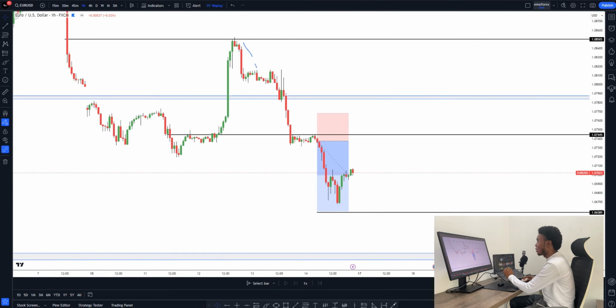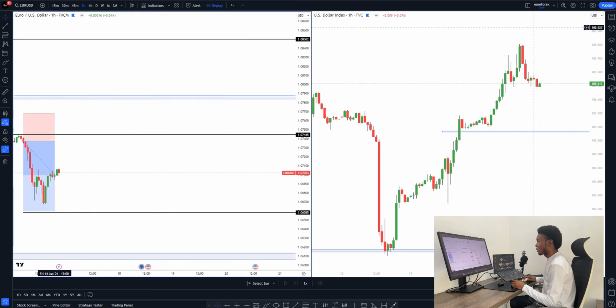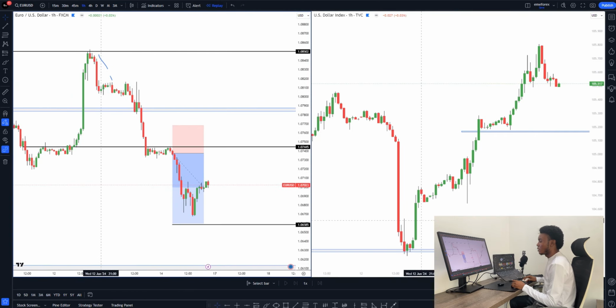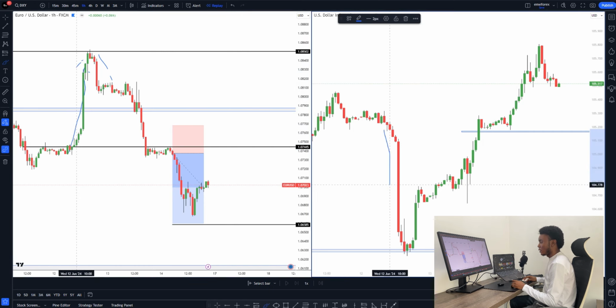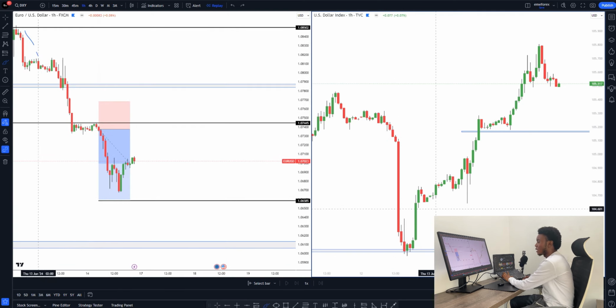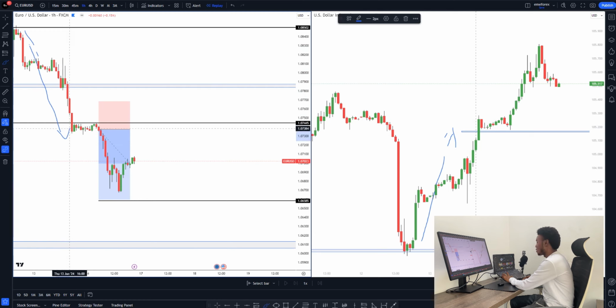So one thing I want to show you guys is, if we compare these two charts side by side here, I will see that when we had this insane run up on Euro USD, this was a very huge drop on the DXY. And when the DXY started picking up as well, when we started having this insane impulsive move up, the Euro USD started dropping as well.